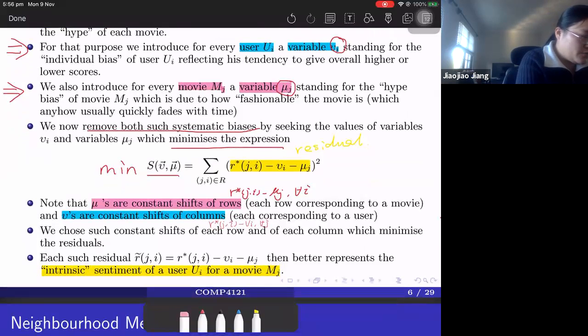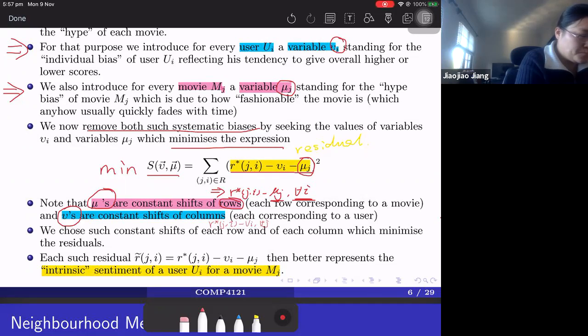And notice that for items, the variables μ's are constant shifts of rows. Why is that? Take a look at this expression in the brackets. For each item μJ, this residual is independent of user I. So we can get what I wrote here, R star JI minus μJ for any user I. That's why we have this result that μ's are constant shifts of rows.